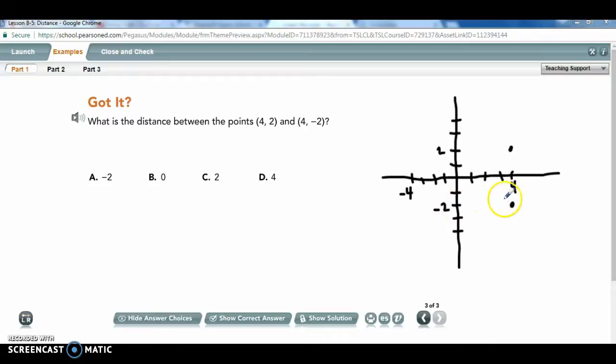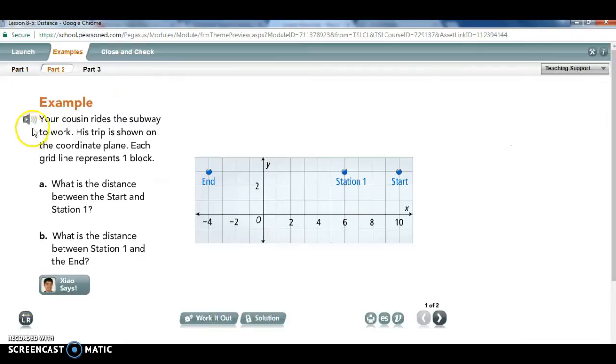So I go from -2 to -1 to 0 to 1 and 2. So all together this is 1, 2, 3, 4. So in this situation, my answer is D, 4. Moving on to part 2.